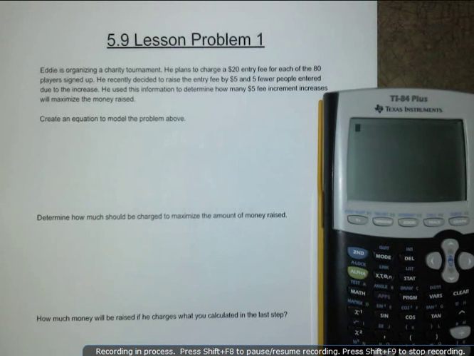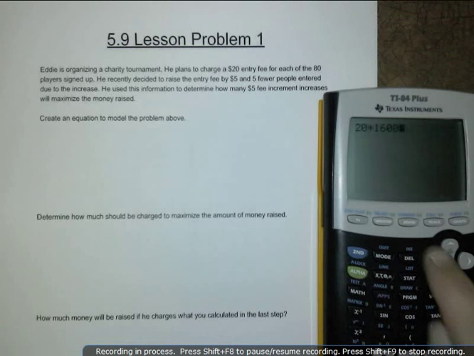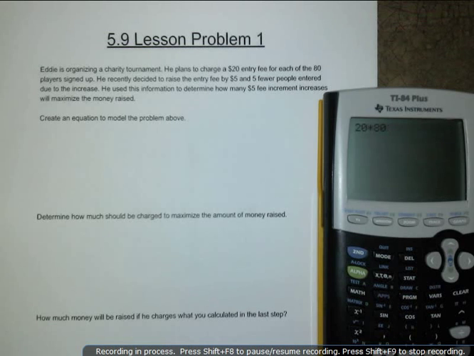So if we just take that 20 times the 80, that's 1,600. Oops. Times 80. Wouldn't that be nice? Here's 1,600. So if 5 fewer people, that's 75, but you get another $5 per person. So you can already see the numbers going a little bit up.